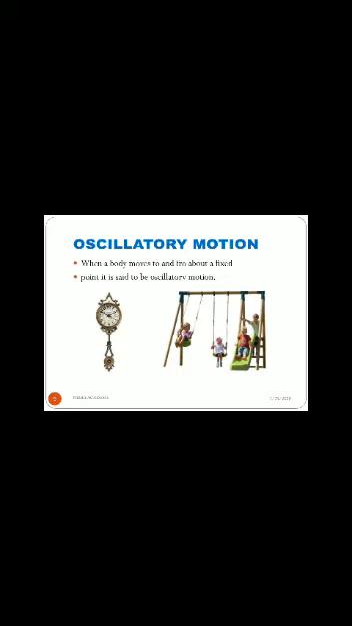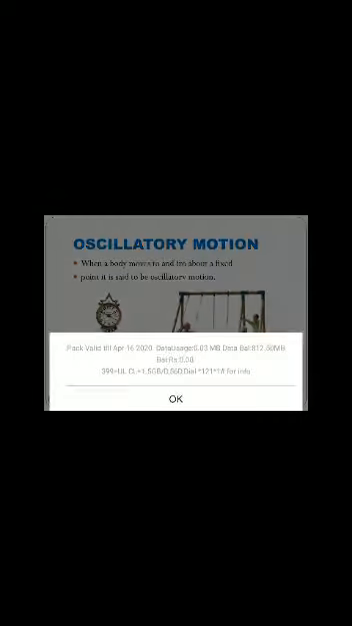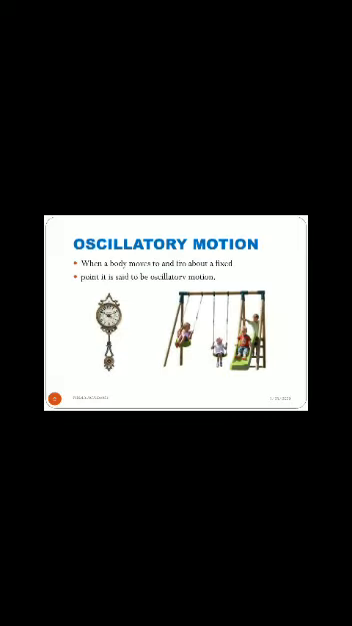Another type of motion is called oscillatory motion. When a body moves to and fro about a fixed point, it is said to be an oscillatory movement. You can see that the hands of the clock are continuously moving to and fro, which is also an oscillatory motion. Also you can find a swing. You are moving to and fro about a single point, so it is an oscillatory motion.